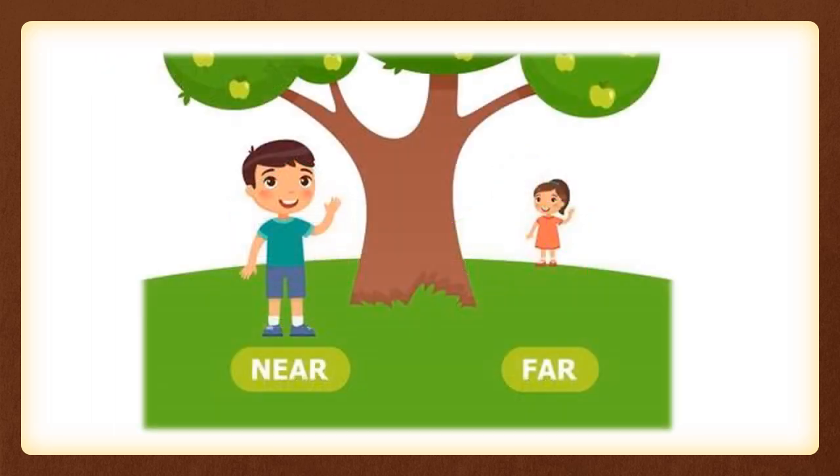Here in this picture you can see a boy and a girl. The boy is standing near the tree, whereas the girl is far from the tree. Yes or no? Yes. The boy is near, whereas the girl is far. Let's see one more example.